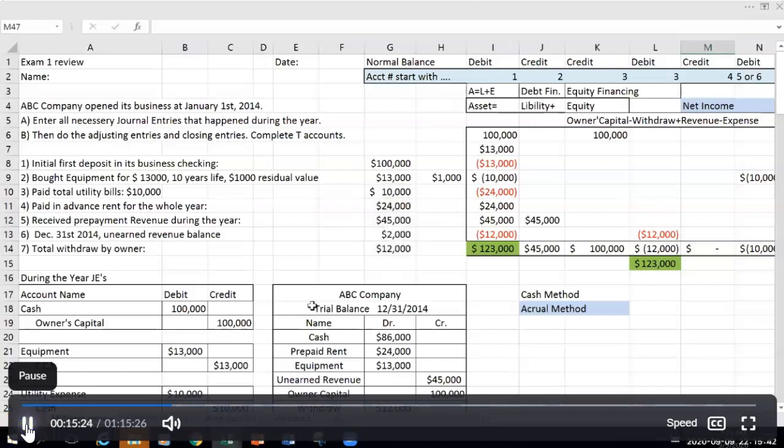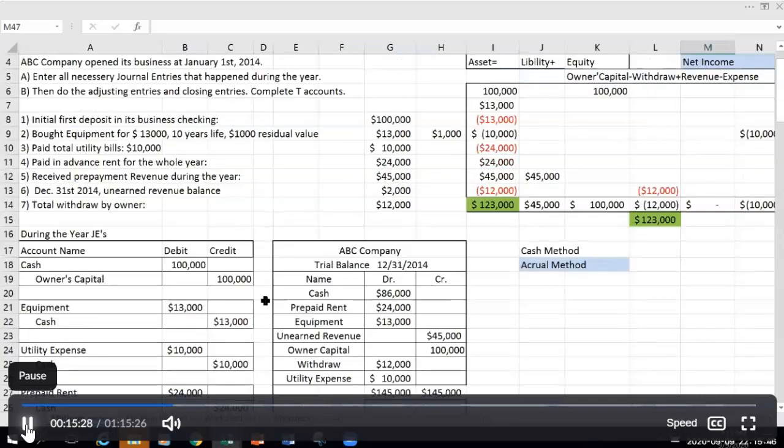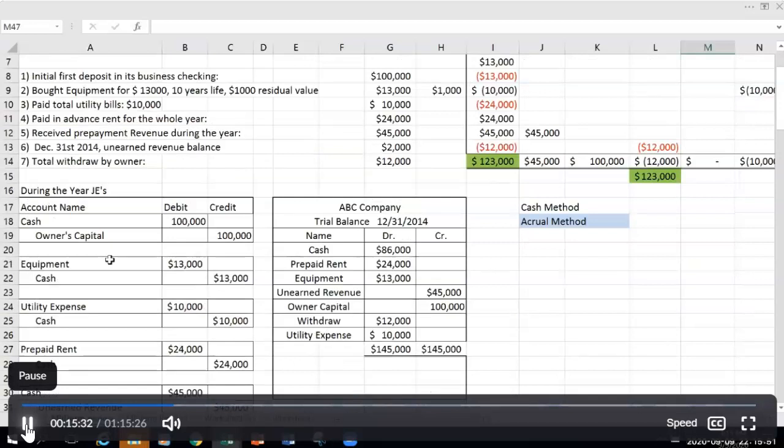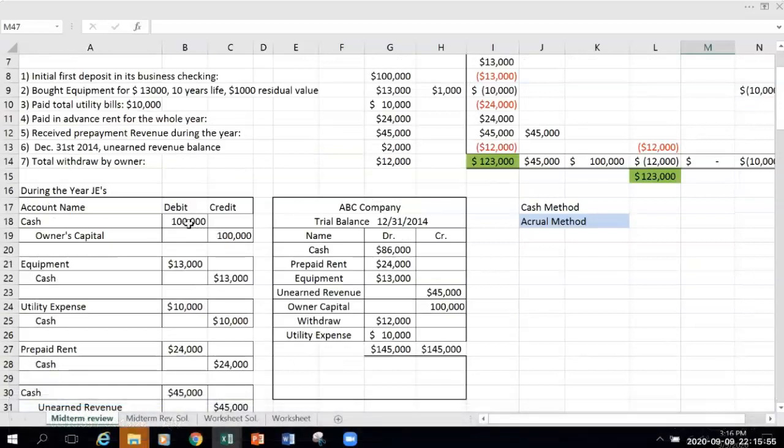What we did last time in regards to the accounting cycle is record some transactions. The owner provided $100,000 as initial owner's capital to invest in the company. That's the equity financing that we have, $100,000. We did the journal entry and we posted it in the T account.